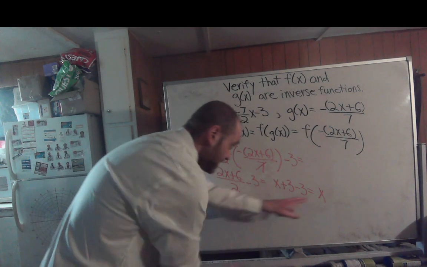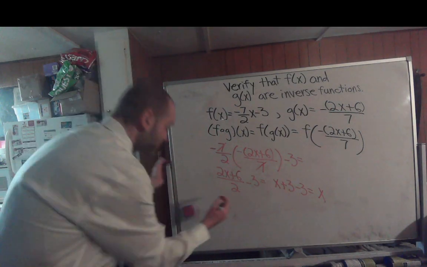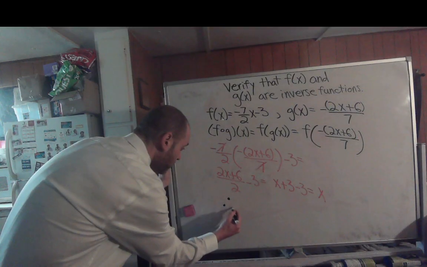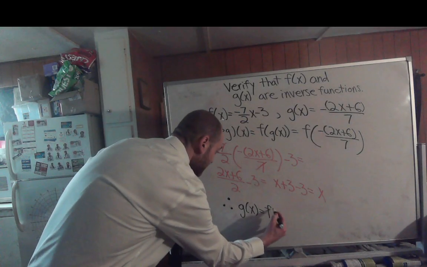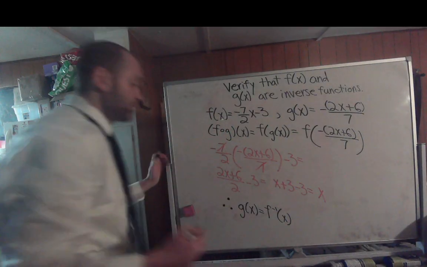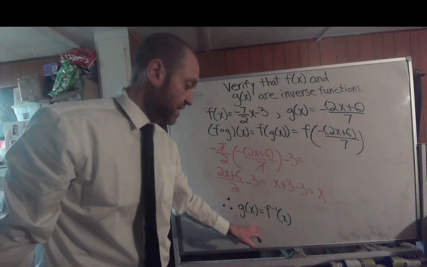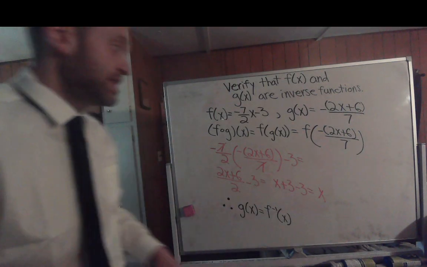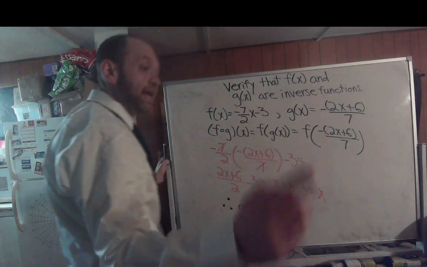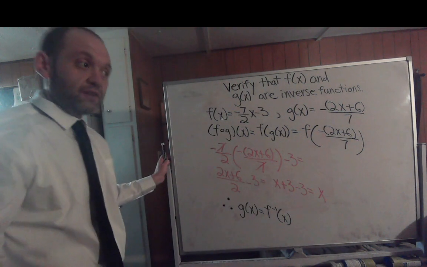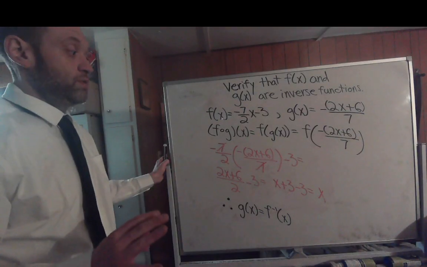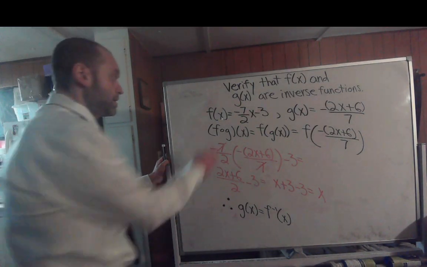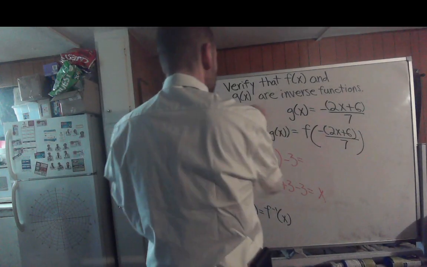Now, if you just get that value of x, you can say, therefore, g of x equals f inverse of x. That's how you would write it. Therefore, g of x equals f inverse of x, since you get that value of x. If you got anything other than x, even if it were negative x, or x plus 1, or a number, or 0, what have you, it would not be the inverse. The only way to have an inverse is if the composition of the two functions is x.